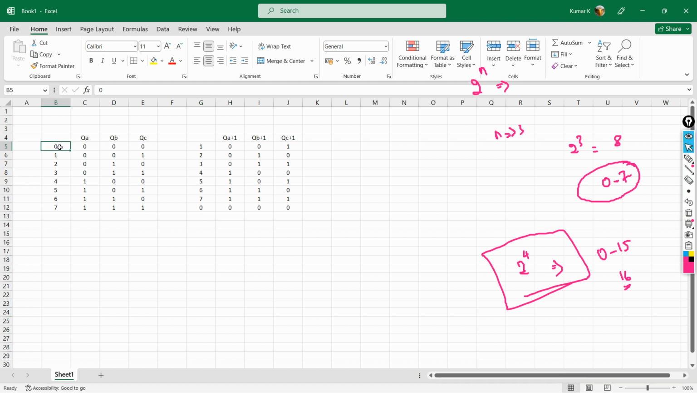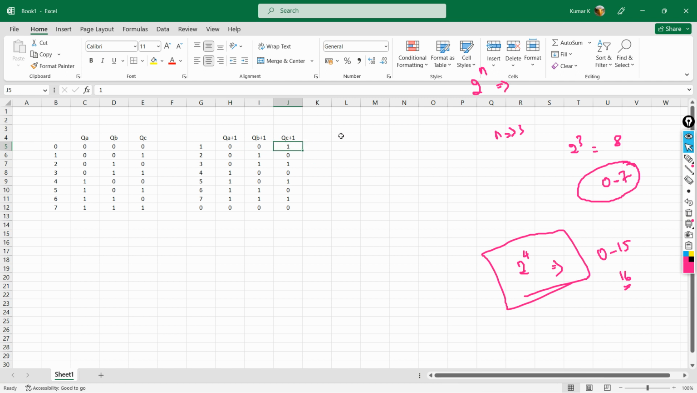Now assume your system is at 0. The moment you get a pulse, it has to increase to 1. Now 1 to 2. Assume it is at 4 and you get a pulse, now it is going to be 5. So this is your current state, and the moment you get your pulse, if your system is in the current state of 100, that means 4, it has to increase to 5. Got it?